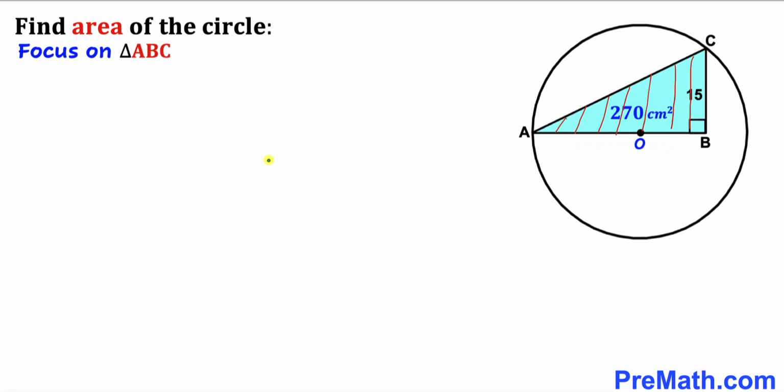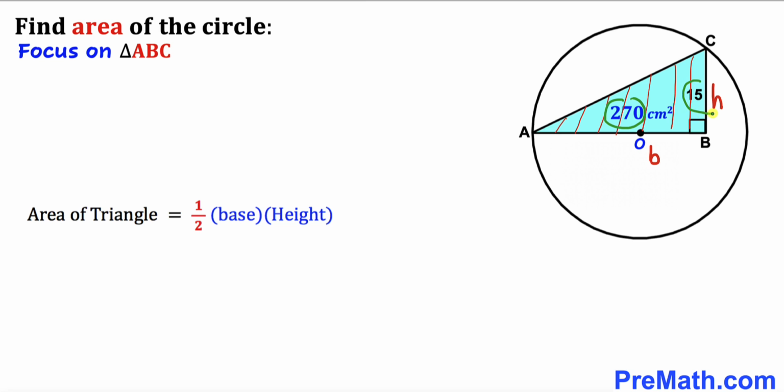And here's our very first step. Let's focus on this blue triangle ABC. We know this side length BC is 15. Now we are going to calculate this side length AB. Let's recall the area of a triangle formula. Area equals a half times base times height. In our case, our area is 270, our height h is 15, and we are going to find out our base B.